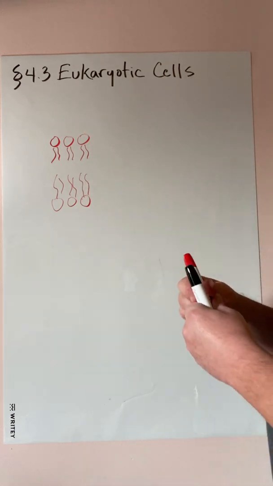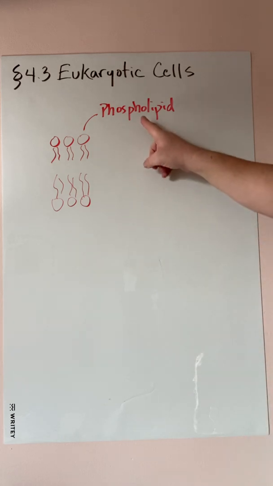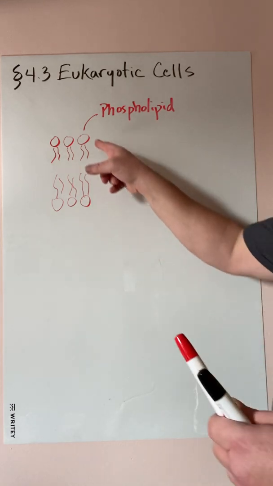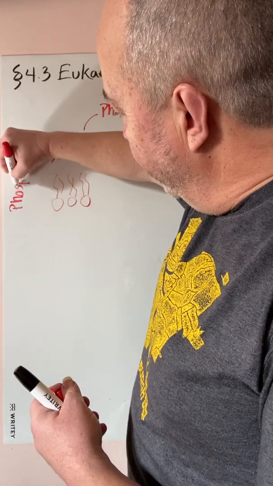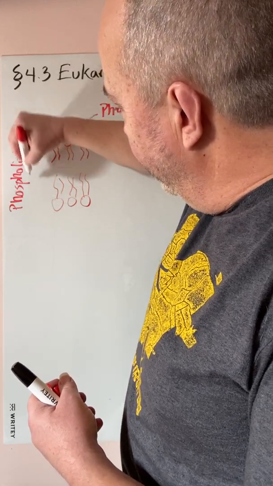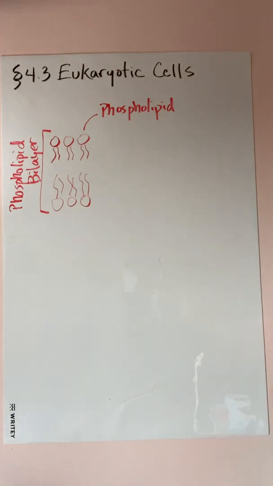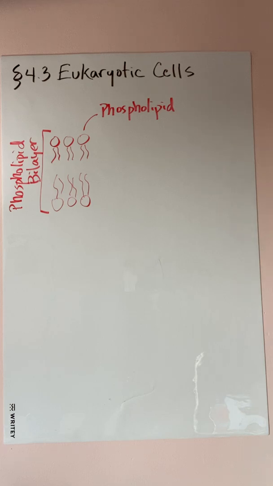These molecules, each individual molecule here, is called a phospholipid. It's composed of a polar head and two nonpolar tails. We'll go into the chemistry of it later. But this one molecule is a phospholipid. So when you have two layers of them, this is called the phospholipid bilayer. Bi means two. And so all of those phospholipids combined in the two rows form a bilayer.